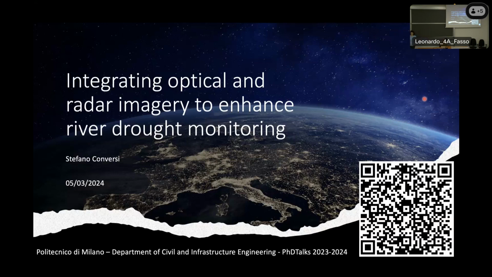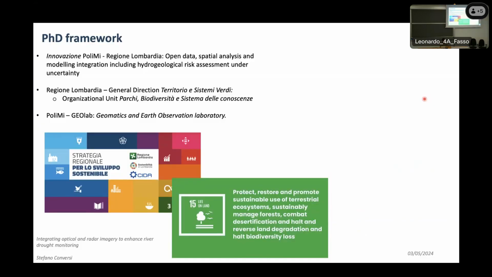Thank you, Chiara, for the introduction. Good afternoon, everyone. Today I will talk about the integration of optical and radar imagery to enhance river drought monitoring. And first of all, I want to state a little bit the framework of my PhD.